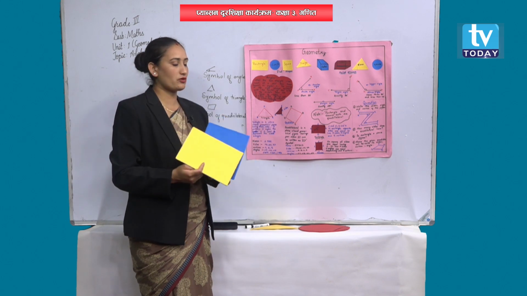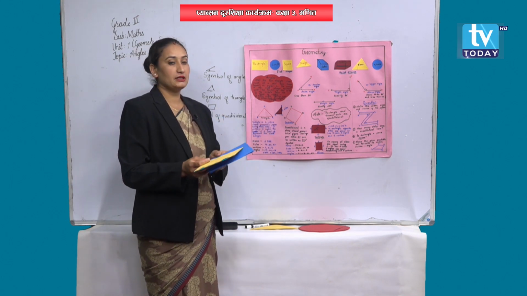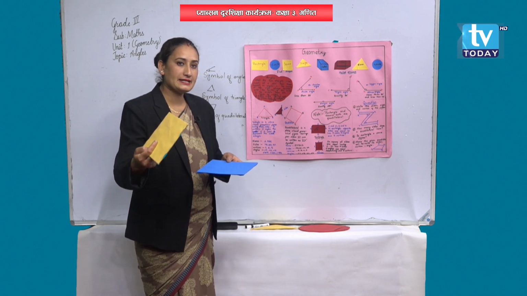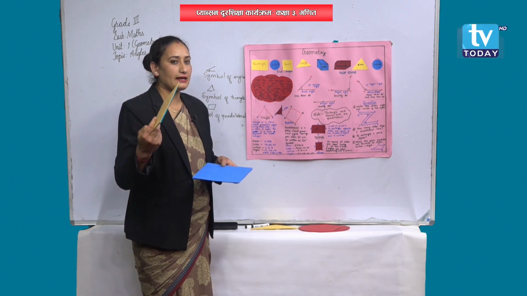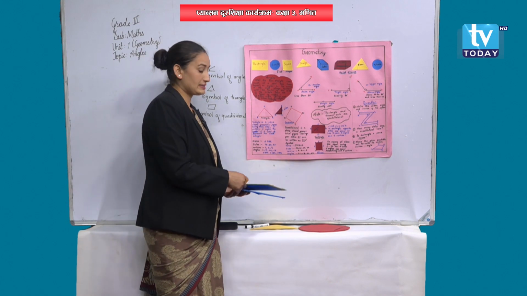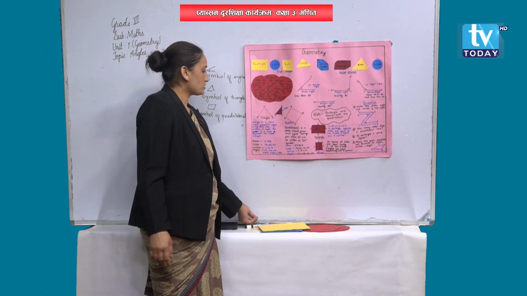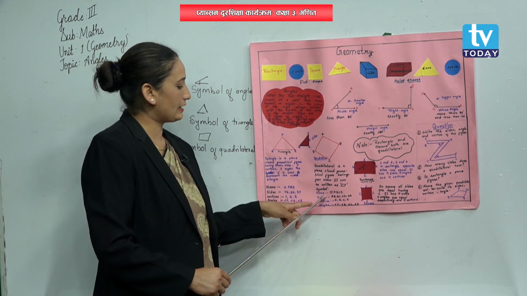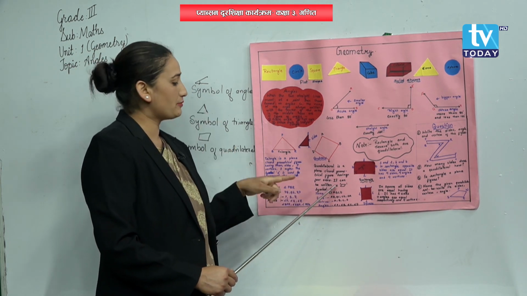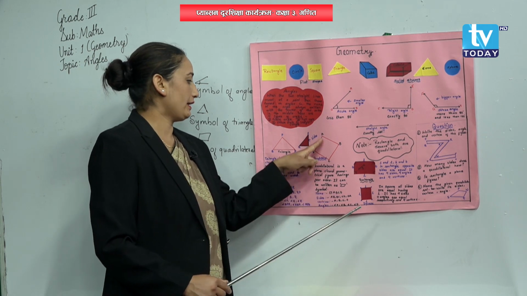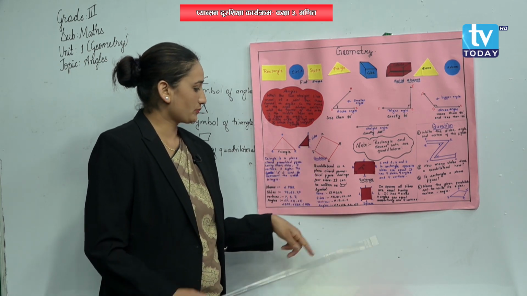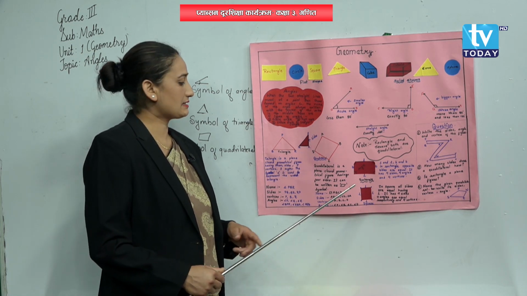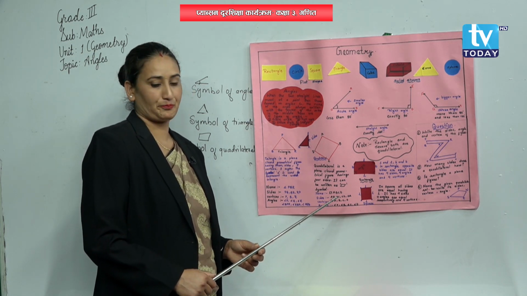So I have already taught you how to write the name, sides, vertex and angle. I hope you can write it well. So see here, for example, I can show you how to write the name. Make the symbol of the quadrilateral and write down A, B, C, D. Sides: AB, BC, CD, and DA.